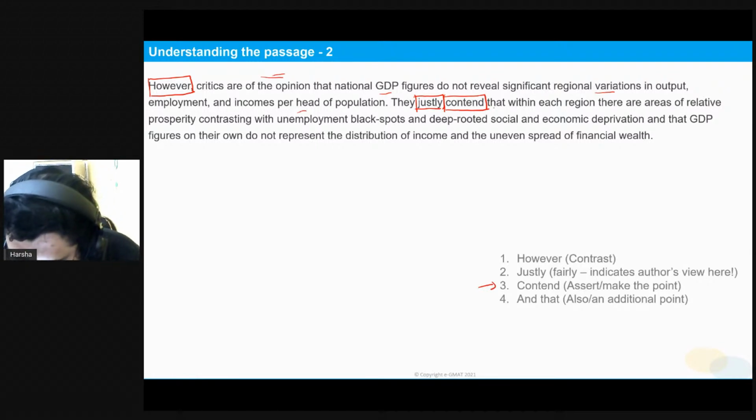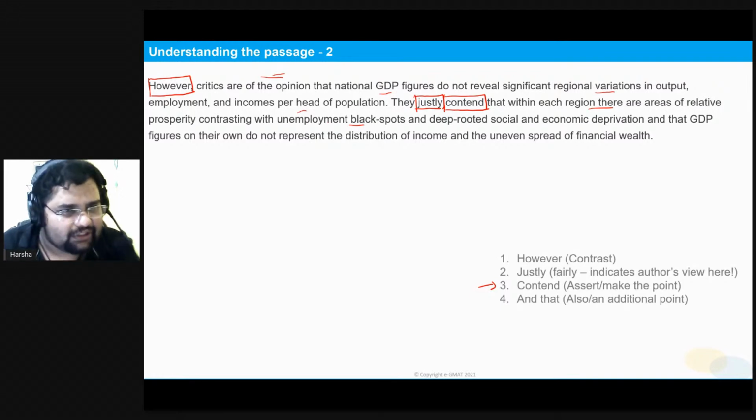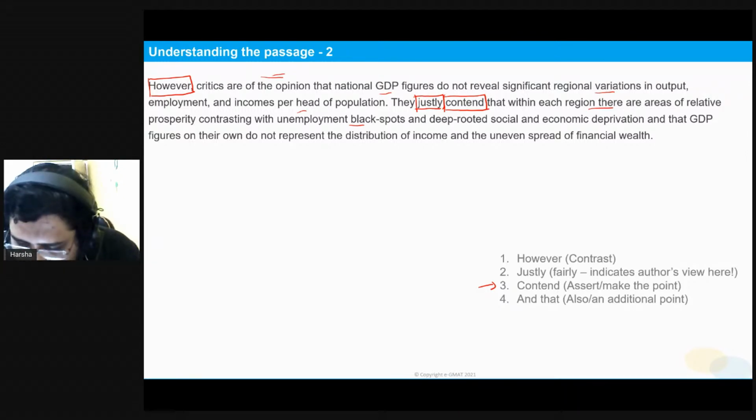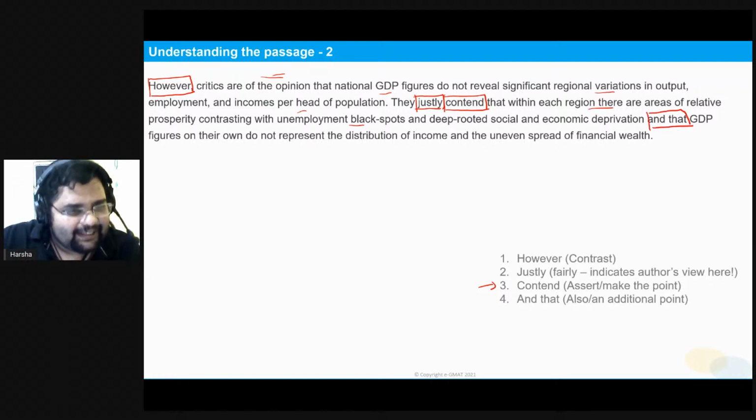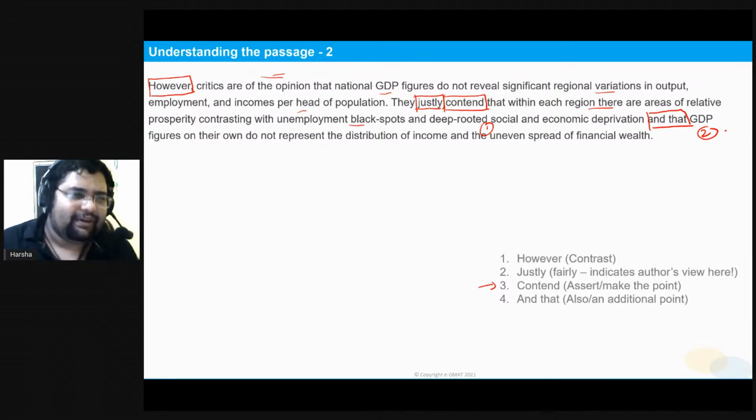"They justly contend that within each region there are areas of prosperity contrasting with areas that are not so prosperous." So this is what we're talking about. Within a region there are places that are doing well, but there are also places that are not doing well. And then you have "and," which is like additionally, moreover, essentially another point in the same direction. So one point is this one, the other point is this one. And that GDP figures on their own do not really represent the financial wealth.